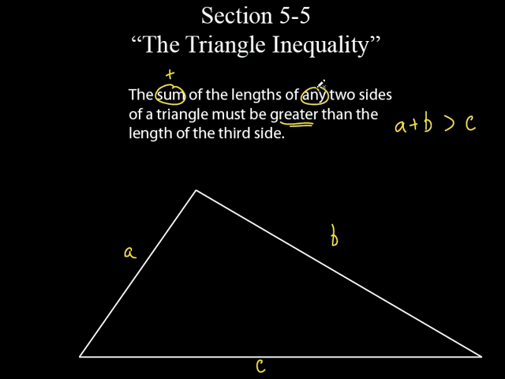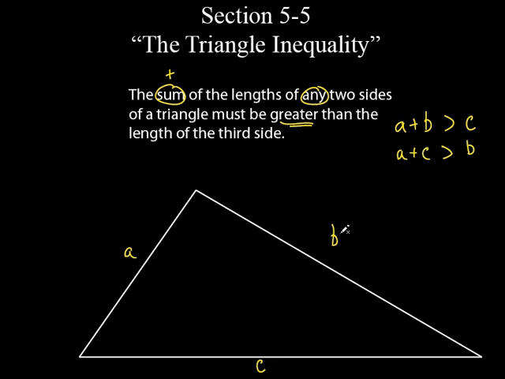Well, it says of any two sides, so I don't have to just pick A plus B. I could pick any two sides. So let's pick A plus C. If I go A plus C, that must be greater than the third side. So if A and C were already picked and I added those together, what's the third side? That would be B. So if I add these two together, it must be bigger, not equal to, must be greater than the third side.